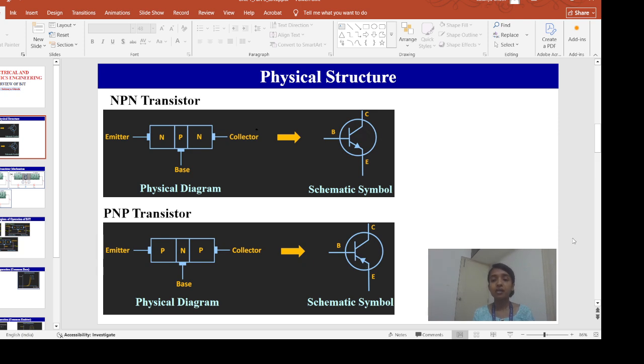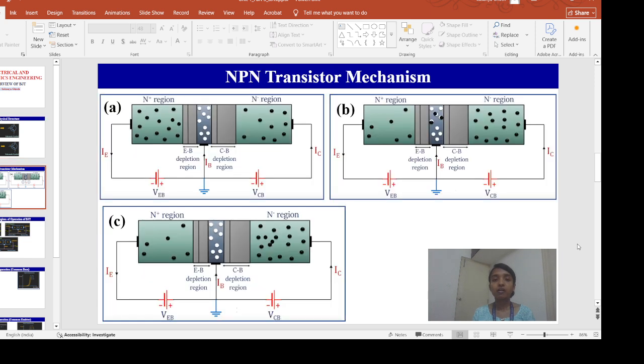Now let's move on to how the NPN transistor works. We will discuss the mechanism of the NPN transistor only in this lecture.